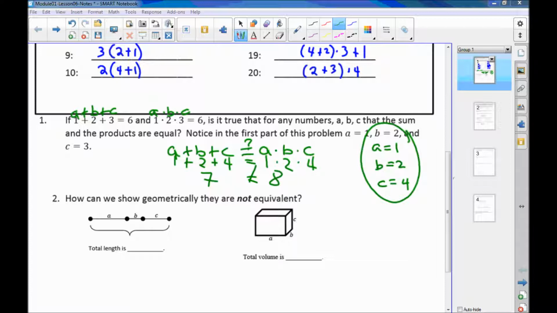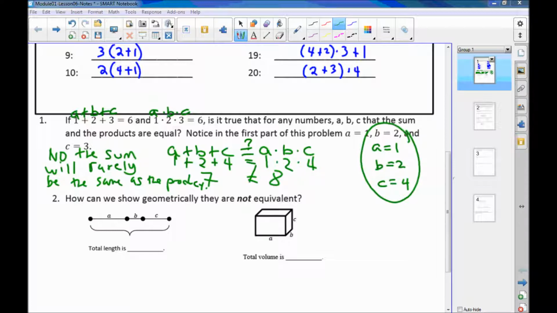So is the sum always going to be the same? And it's going to be no. The sum will rarely be the same as the product. It just only worked for 1, 2, 3.